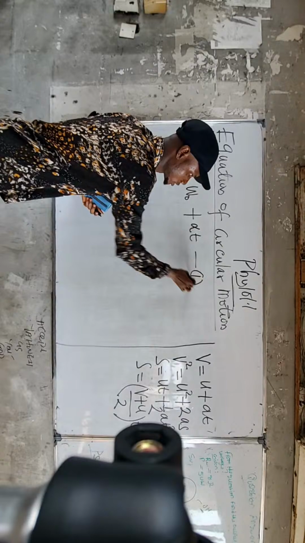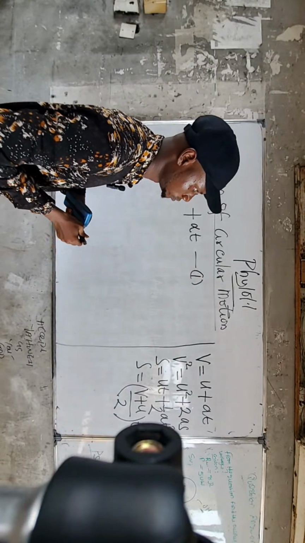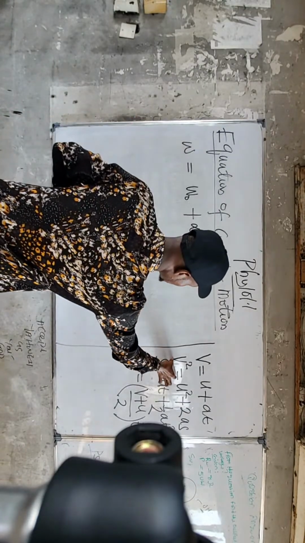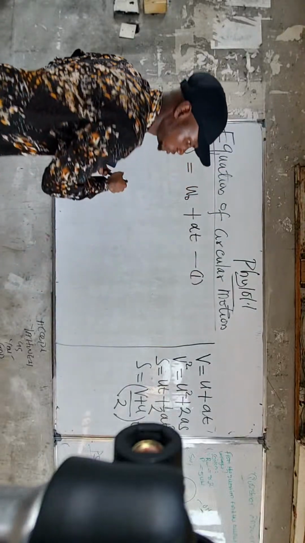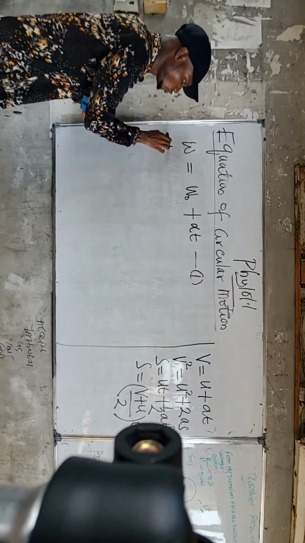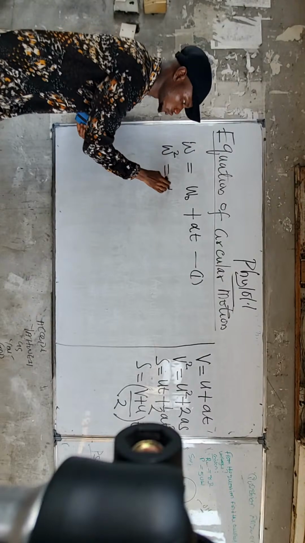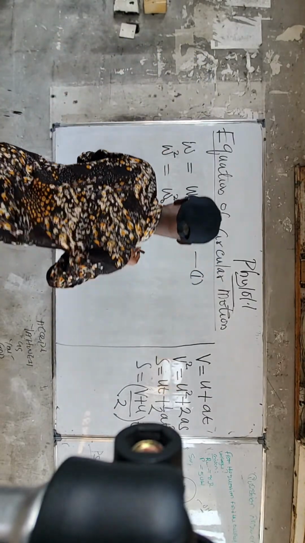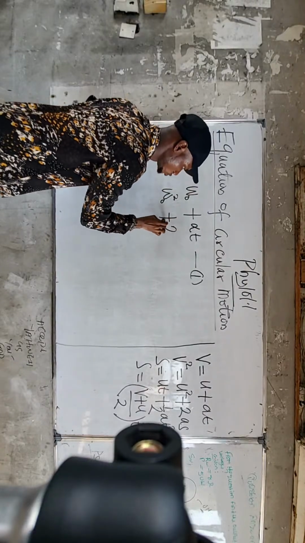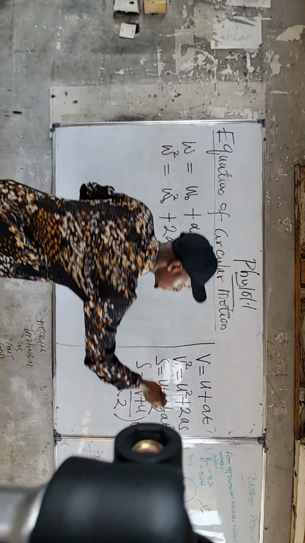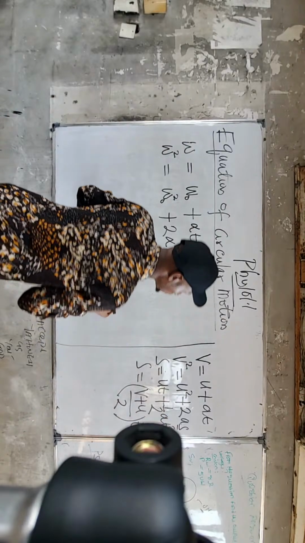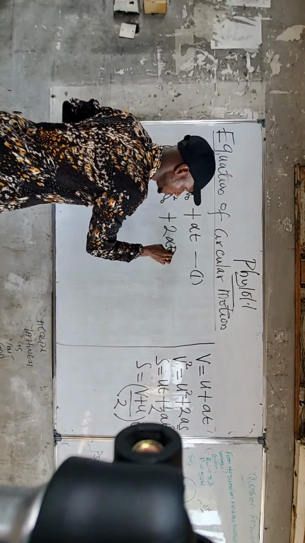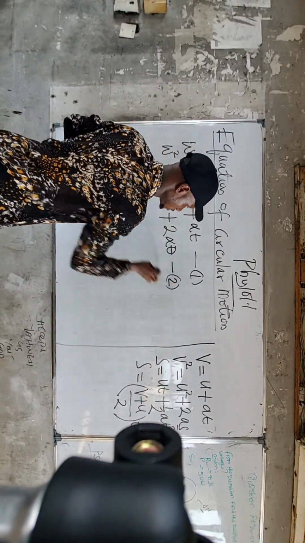This is our first equation of circular motion. Now let's do the same thing here to change to the circular motion equations. So this is going to be omega squared is equal to omega naught squared, that is this one here, please take note, plus 2 alpha theta. Here we use theta to represent the angular distance. This is my equation 2, please take note.